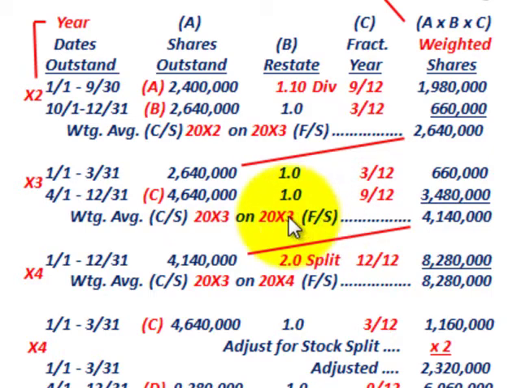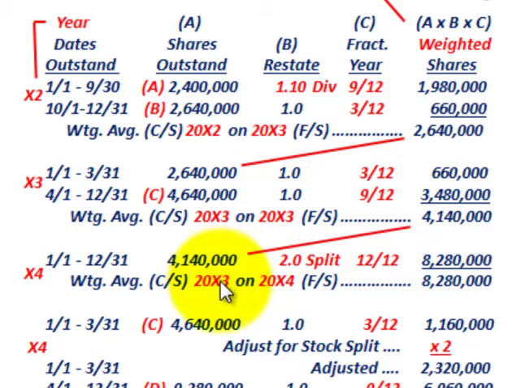So now our weighted average common stock for 20X3 on the 20X3 financial statements. Here we're just looking at 20X3. Total those amounts up and you're going to get 4,140,000 weighted average shares, or equivalent number of shares outstanding, for the year 20X3 on the 20X3 financial statements.